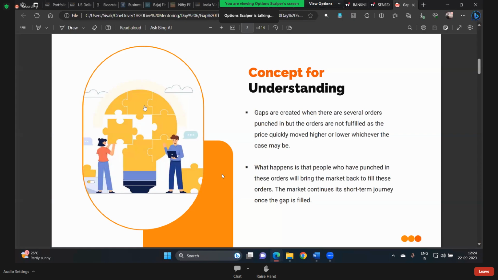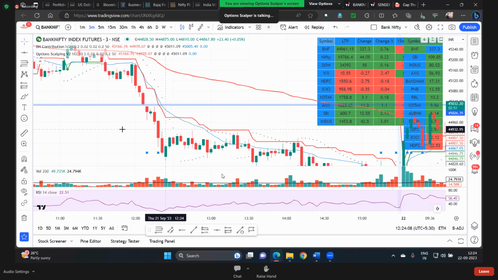Then what do these players do? Imagine I'm a large player. In a room of 10, we have all been given 5,000 crore each to play in the market and make some money. I have been asked by the HNI. I'm working for an HNI team, and 10 people are there. Out of the 10, all of us would be placing orders in index futures, index options, and so on.